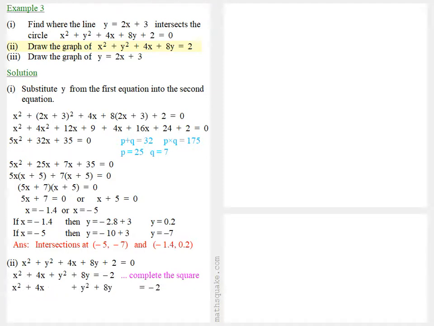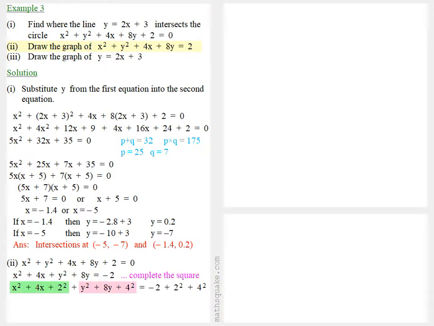We put the x terms together followed by a gap, the y terms together followed by a gap, and then we take the number in front of the x term, halve it, that's 2, square it, and add it to both sides. Then we take the number in front of the y term. Now that's 8. We halve it, that's 4, square it, and add it to both sides.